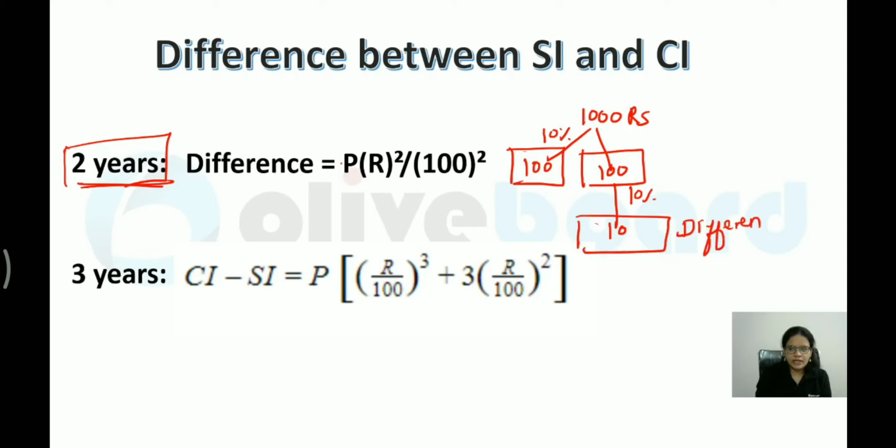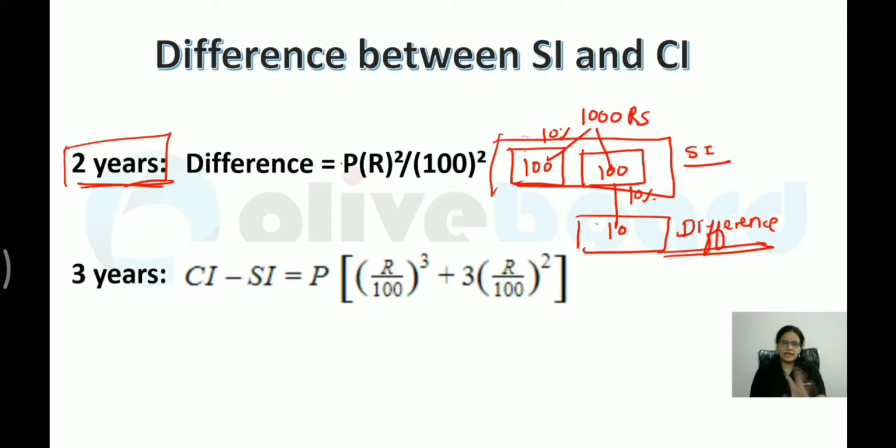Are you getting it? So if you want to do it by the tree diagram method, it will become more easier because this value is nothing but your simple interest. The remaining value will be given as the difference over here. So you can use any one of the method. If you forget the formula, you can go by the tree diagram method over here.